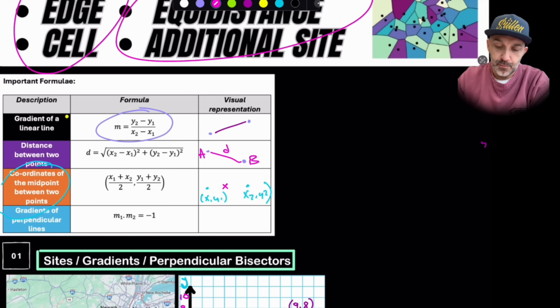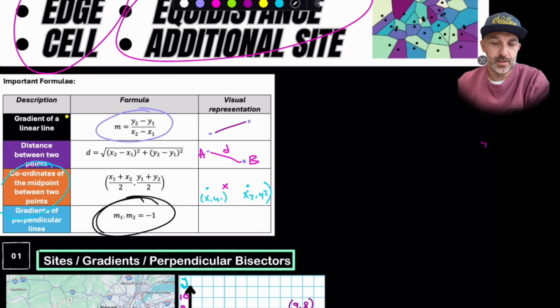The perpendicular gradient formula is not in the formula booklet. So we just need to provide a very, very quick understanding of this. Let's say I had a line, and this line had a gradient of 2.